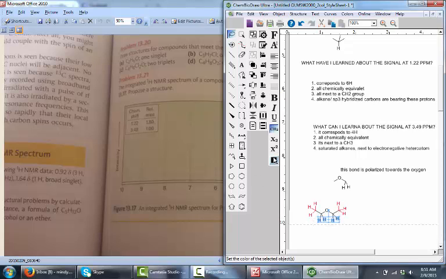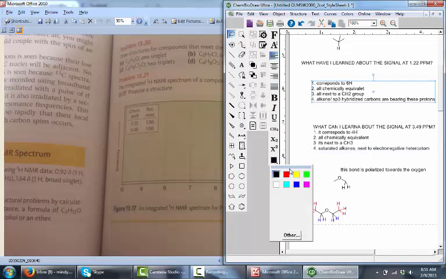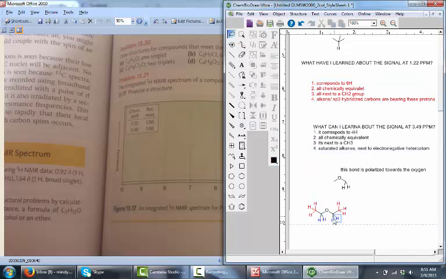Now, let's see about these protons here. Let's make these red so they match. These CH2s correspond to 4H. They're all chemically equivalent. They're next to CH3s. That's what splits them into a quartet. And they are saturated alkanes that are attached to a heteroatom. So this works, and this is actually the answer to problem 13.1.